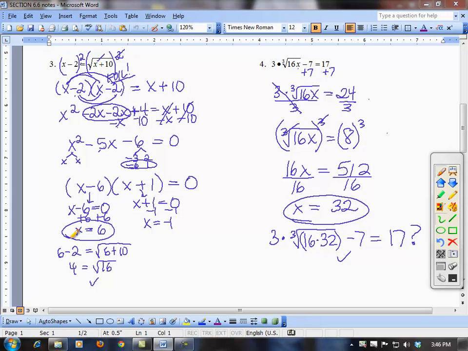If I do the same thing for the negative 1, I say, is negative 1 minus 2 equal to the square root of negative 1 plus 10?